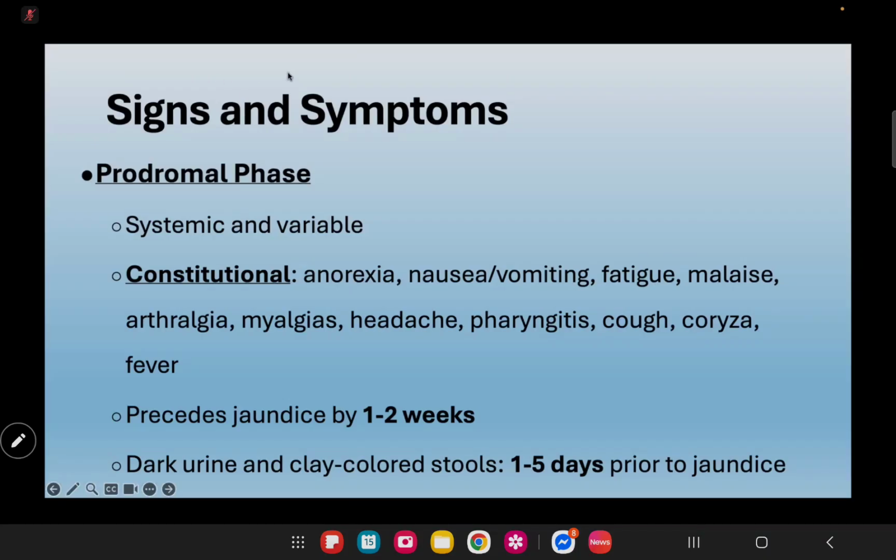Katrina? Why would there be a clay-colored stool and a dark urine color? Katrina? Problem in the production. Sorry, mainly, Doctor, there's a problem in the production of the bilirubin.